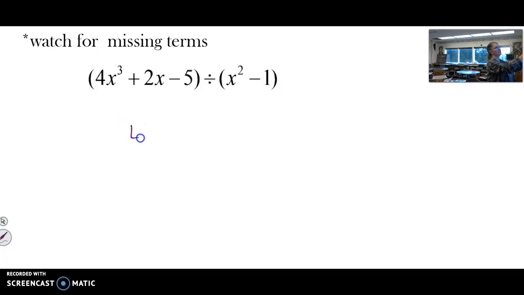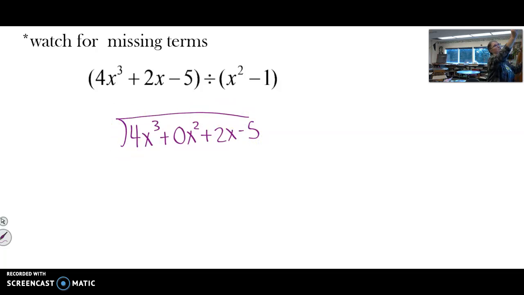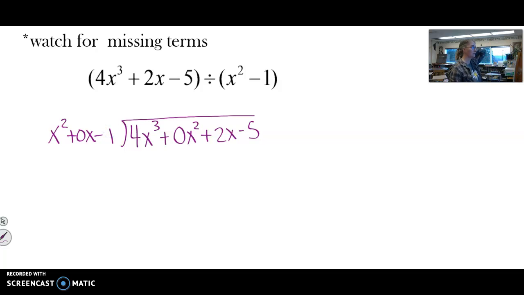So I have 4x cubed plus 0x squared, because that's a missing term, plus 2x minus 5, and I'm dividing by the x squared minus 1, but I need to put in x squared plus 0x minus 1. And now we're going to do the division. So get this written down.